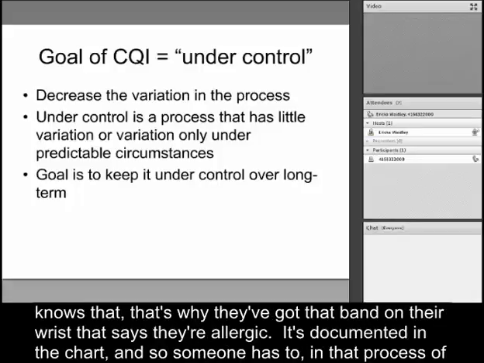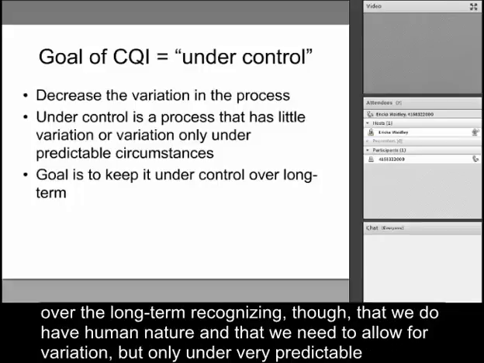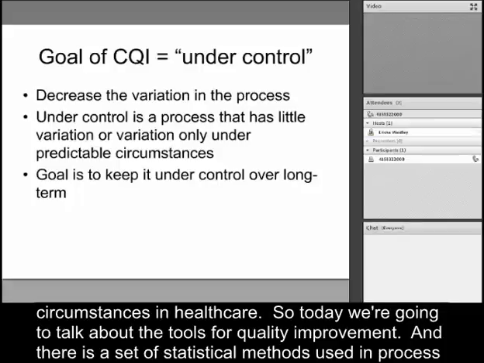And the patient knows that. That's why they've got that band on their wrist that says they're allergic. It's documented in the chart. And so someone has to, in that process of medication administration, there are several points of contact where allergies are supposed to be checked. So the goal is to keep it under control over the long term, recognizing, though, that we do have human nature and that we need to allow for variation, but only under very predictable circumstances in healthcare.